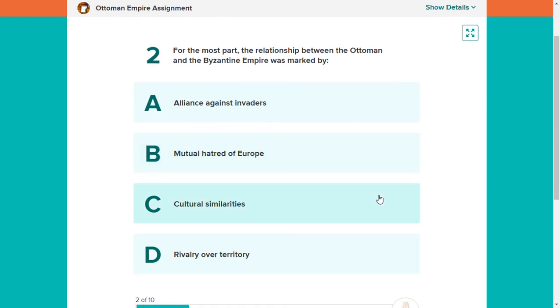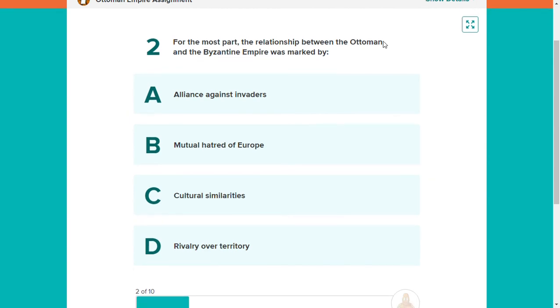Question 2 says, for the most part, the relationship between the Ottoman and the Byzantine Empire was marked by, how would you describe the relationship between those two empires? Was it an alliance against invaders, mutual hatred of Europe, cultural similarities, or rivalry over territory? Well, think about it. These two are fighting each other for control. They are enemies, so your best choice would be rivalry over territory.